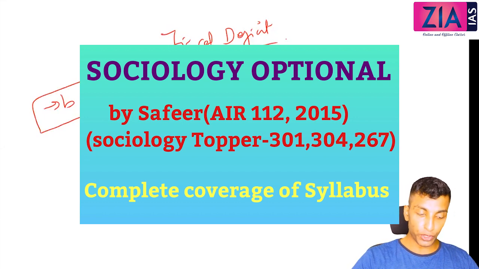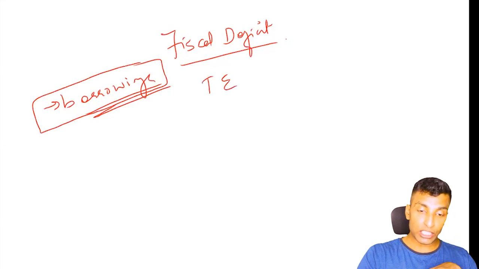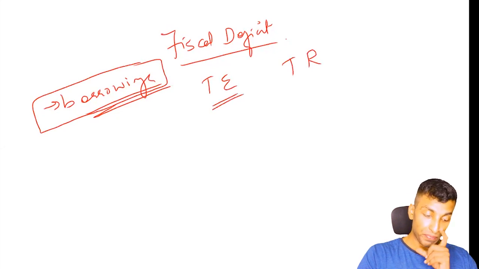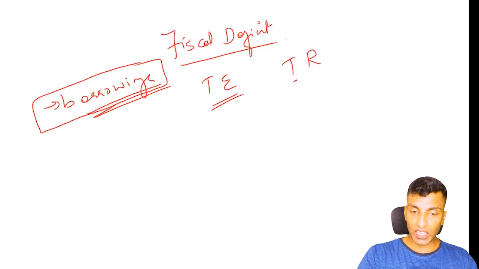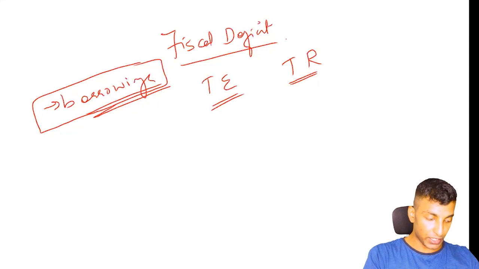It is the excess of total expenditure of the government over its total receipts other than borrowings during a financial year. So total expenditure minus total receipts except borrowings.